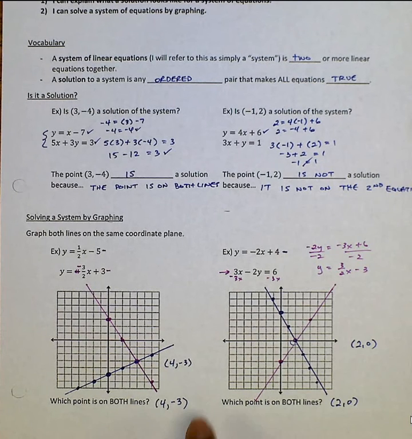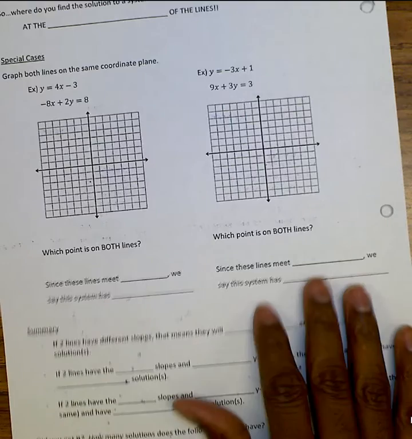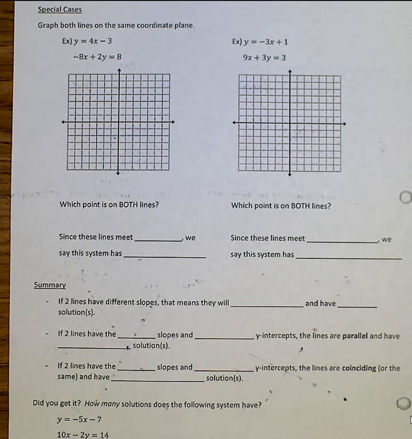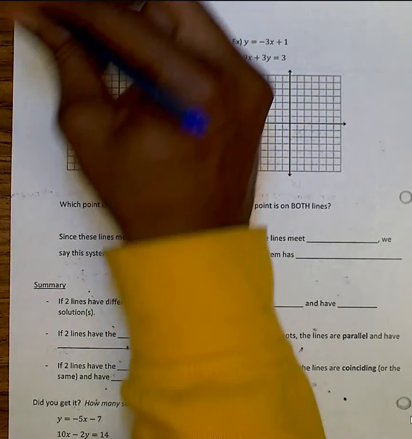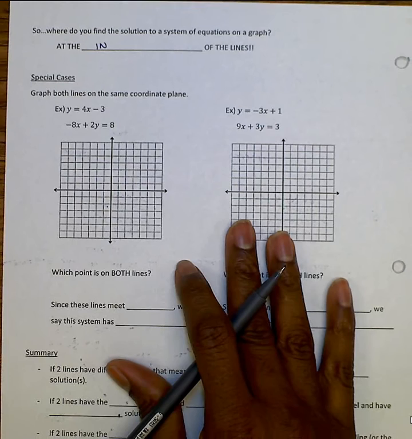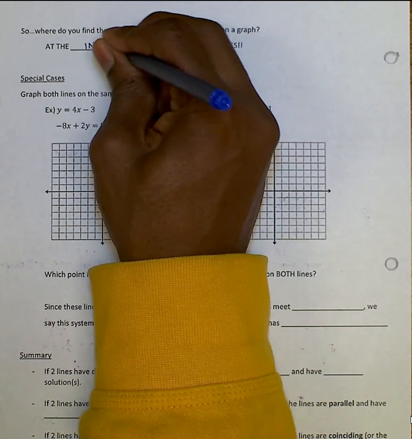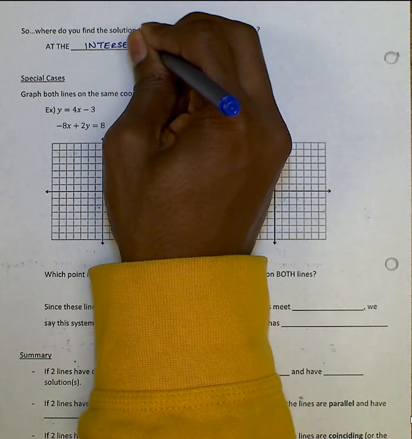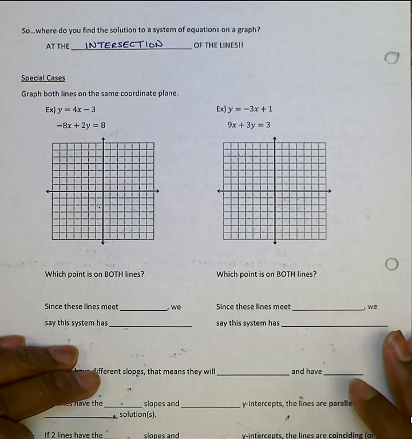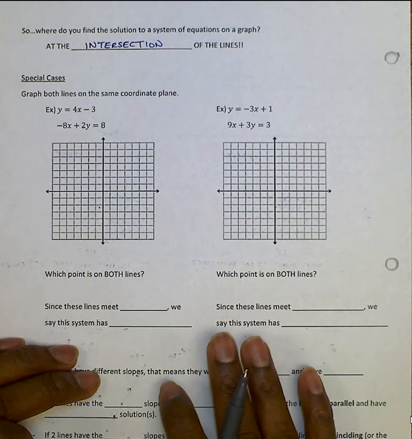Okay, so where do we find the solution to a system of equations on a graph? At the intersection of the lines. And that is the big picture. Graph two lines on the same graph. Where they meet is our solution. Alright. So, let's look at some special cases here.